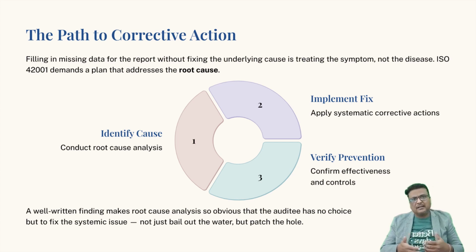A well-written finding forces the auditee to look at their process, identify why the error happened, and implement a change that prevents it from ever coming back. It's like patching a leak in a boat. You don't just bail out the water, you fix the hole. If your finding is well written, it makes the root cause analysis so obvious that the auditee has no choice but to fix the systemic issue.